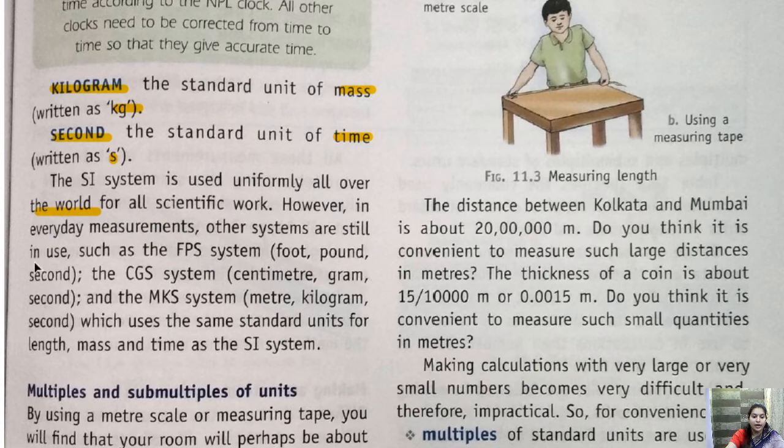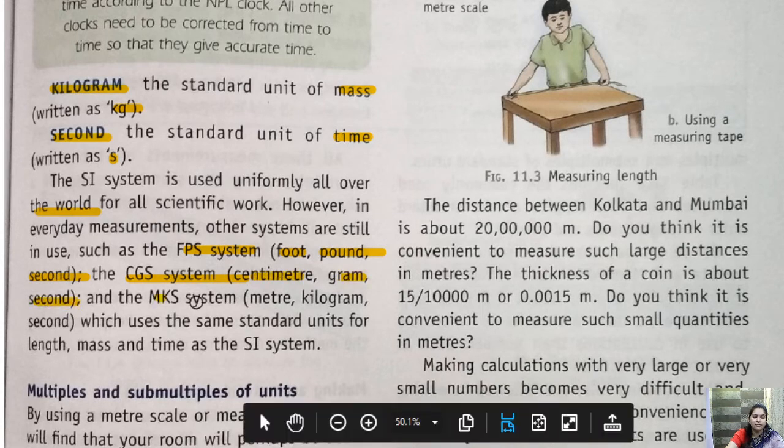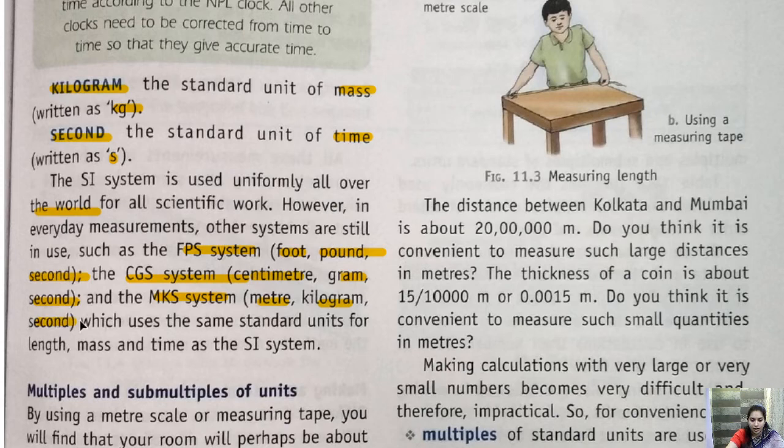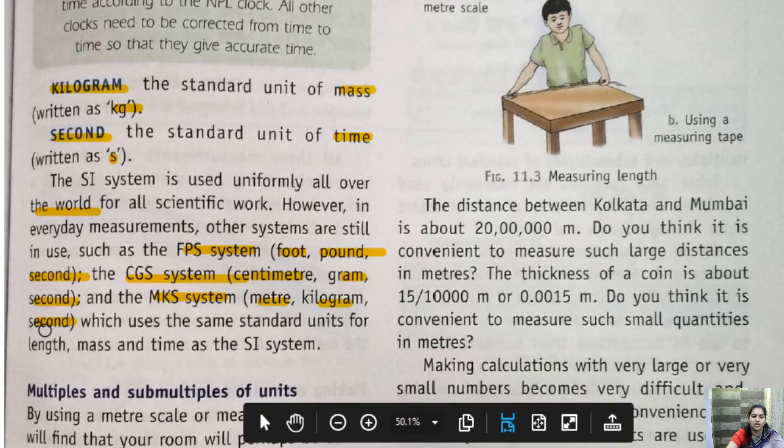However, in everyday measurement, other systems are still used. Like we have an FPS system. What is FPS? Foot, pound and second. F stands for foot, P stands for pound and S stands for second. CGS system, where C stands for centimeter, G stands for gram, S stands for second. Then we have MKS system. M stands for meter, K stands for kilogram and S stands for second, which uses the same standard unit for length, mass, time as SI system.